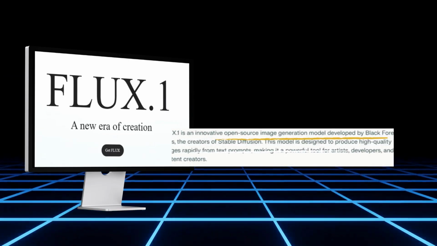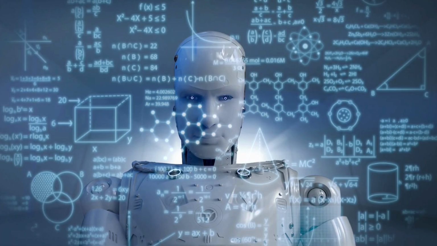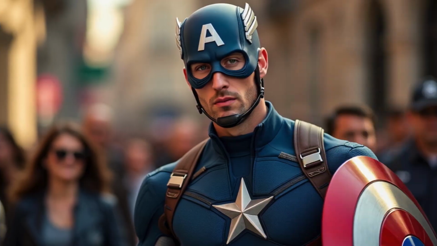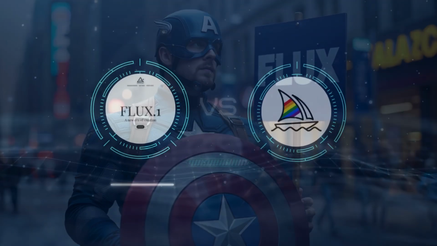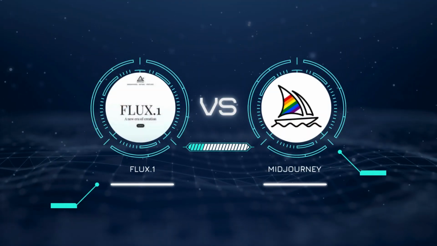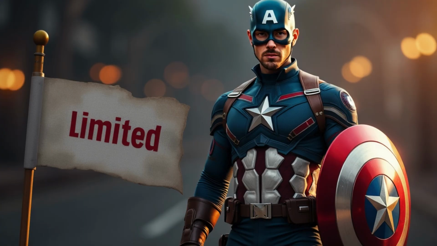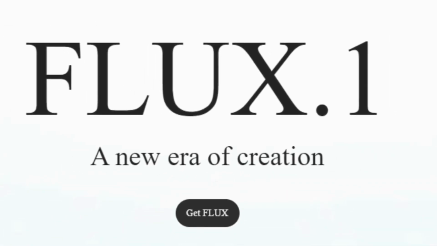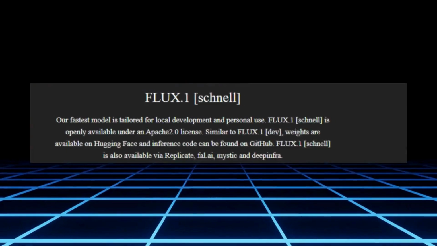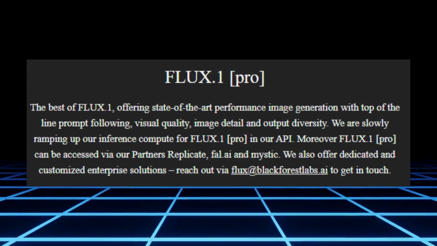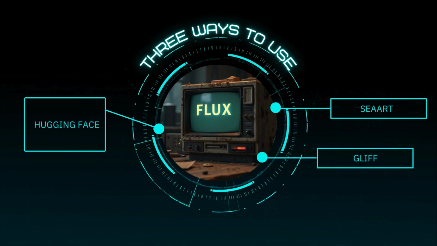Flux.1, developed by the Black Forest Lab, is turning heads in the AI world. Known for its photorealistic image generation and precise text integration, it's quickly becoming a Midjourney rival. The best part? It's totally free but limited in open source. Flux.1 comes in 3 models: Flux.1, the basic version; Flux.dev, more advanced; Flux Pro, their flagship model. Let's explore 3 free ways to try out these models.